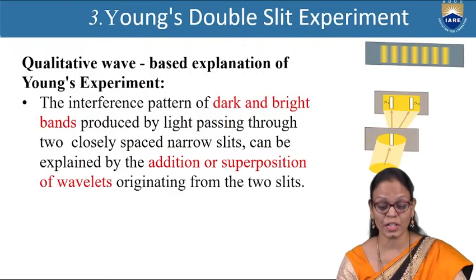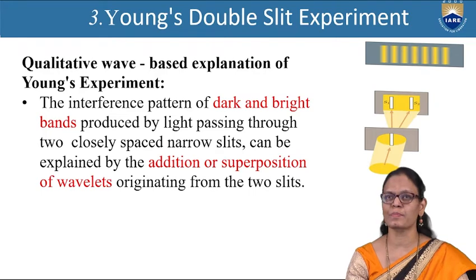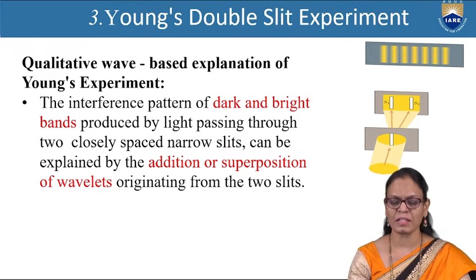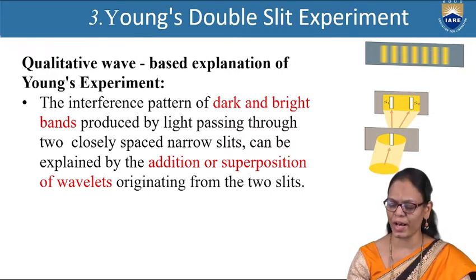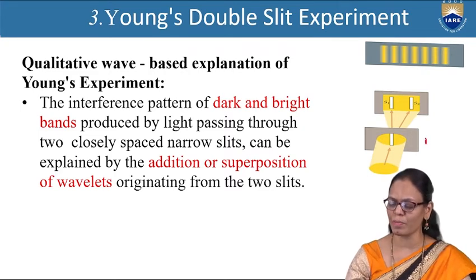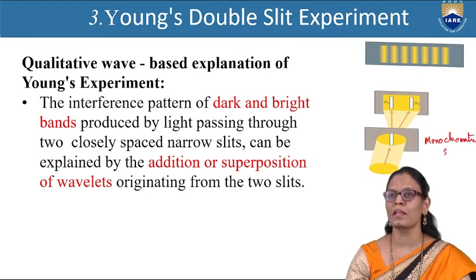Now the next question: explain Young's double slit experiment. What is the experimental setup here? In Young's double slit experiment, we have a source, which is a monochromatic source of light. Monochromatic source means light of a single wavelength.